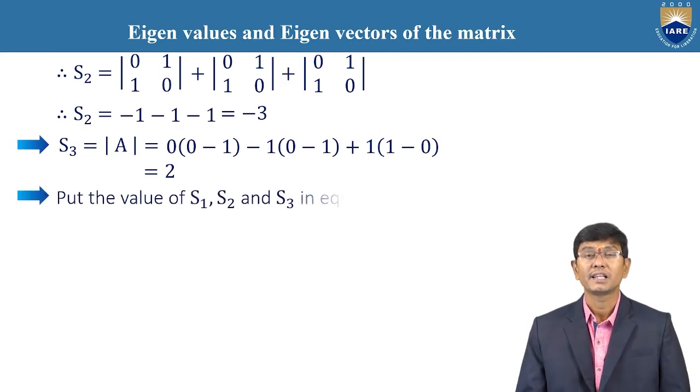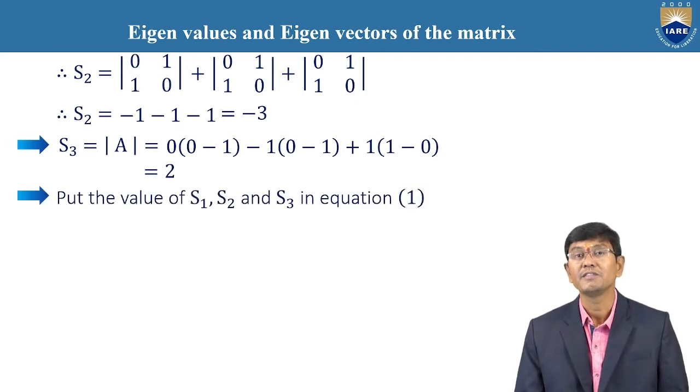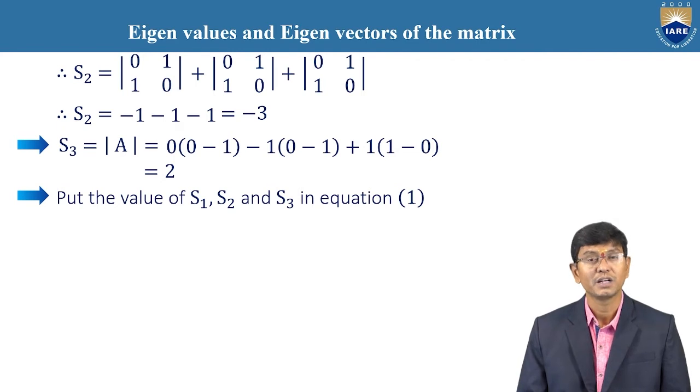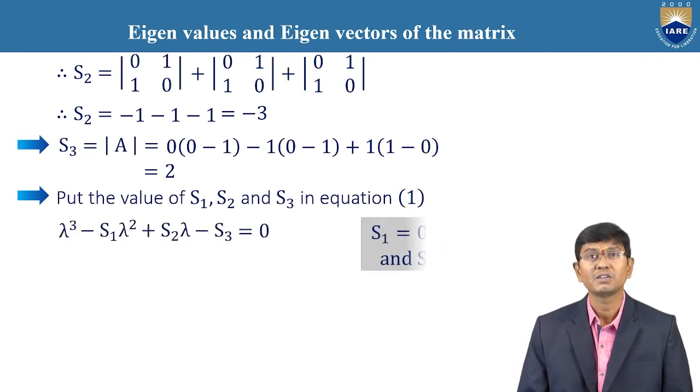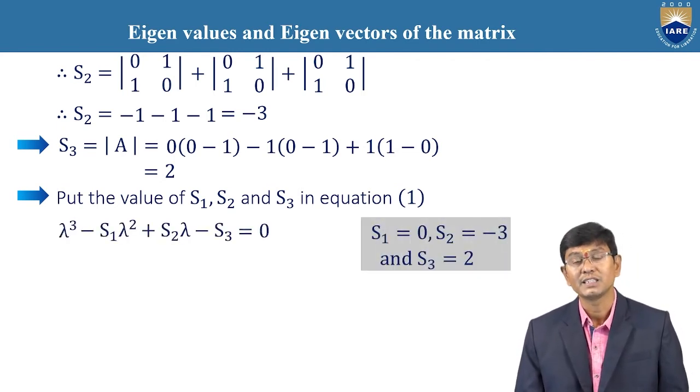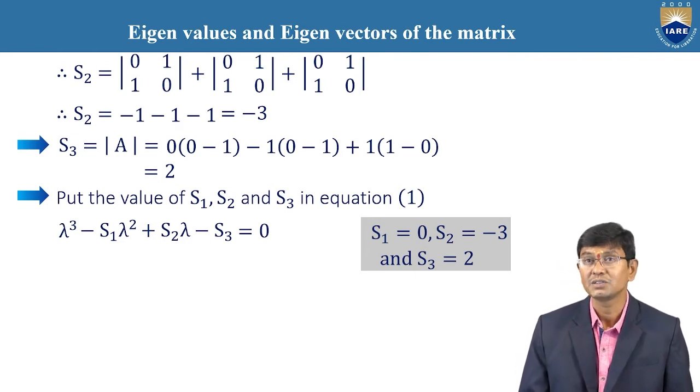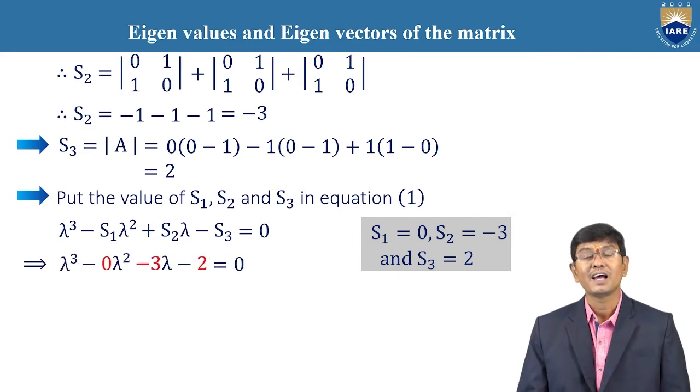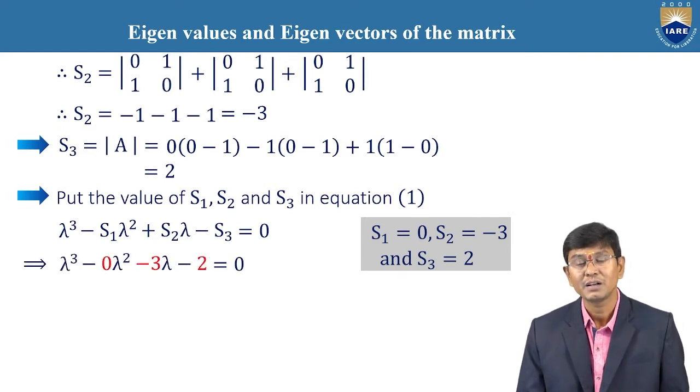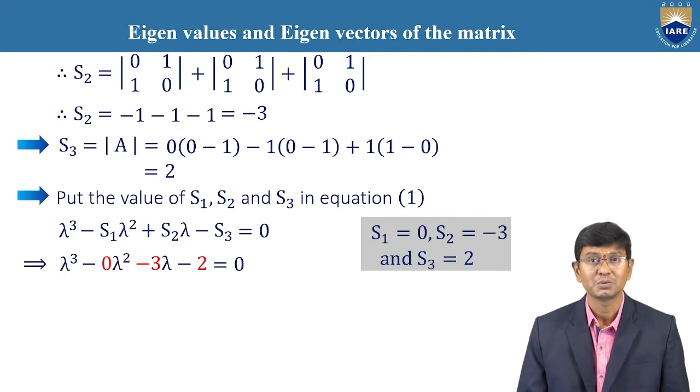After getting S1, S2 and S3, when we replace them in equation 1, that is lambda cube minus S1 lambda square plus S2 lambda minus S3 is equal to 0, by using the values of S1, S2, S3 as 0, minus 3, 2, we obtain lambda cube minus 0 lambda square minus 3 lambda minus 2 is equal to 0.